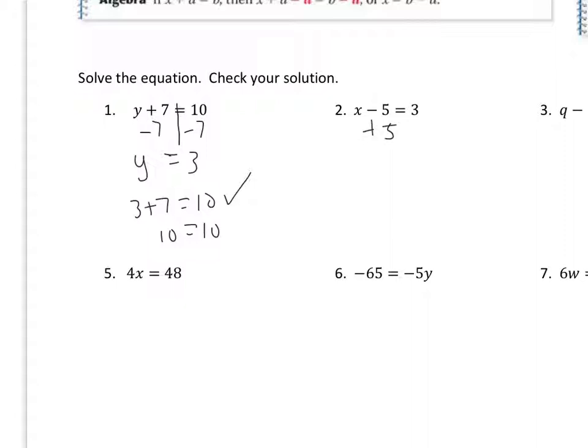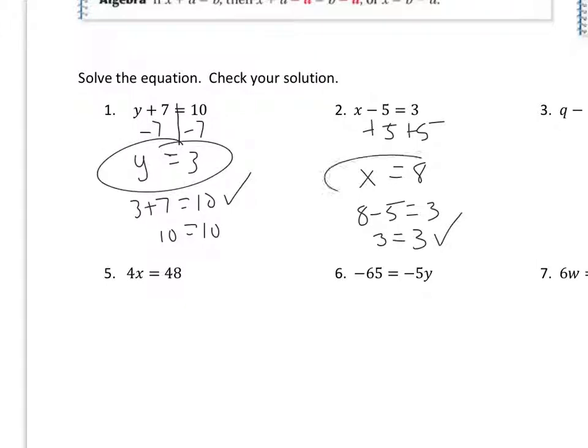Add the 5. X equals 8. So you get 8 minus 5 equals 3, so 3 equals 3. Check. So do we understand how we check? Because I'm going to be done checking, I'll leave it up to you guys to check them throughout. Okay? Let's keep going, though.